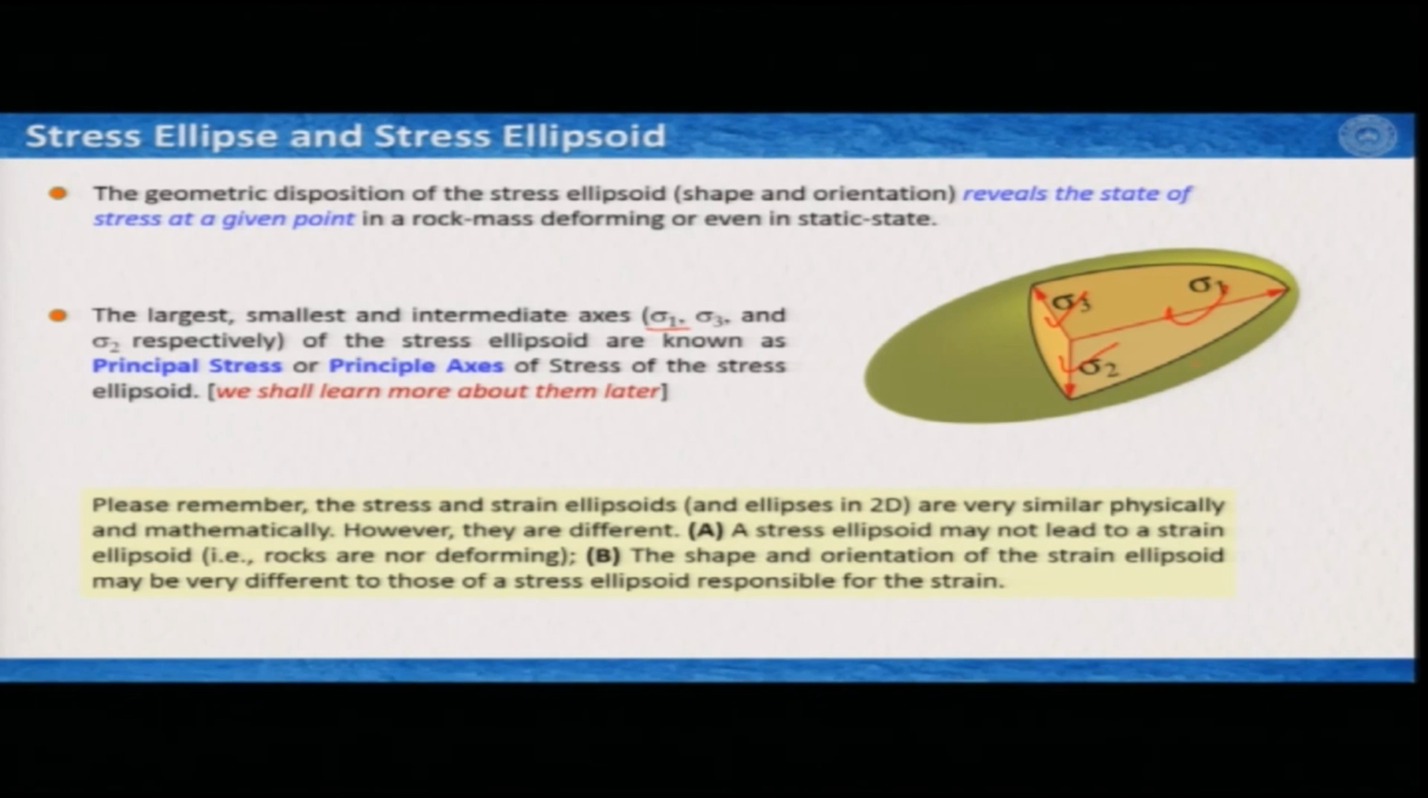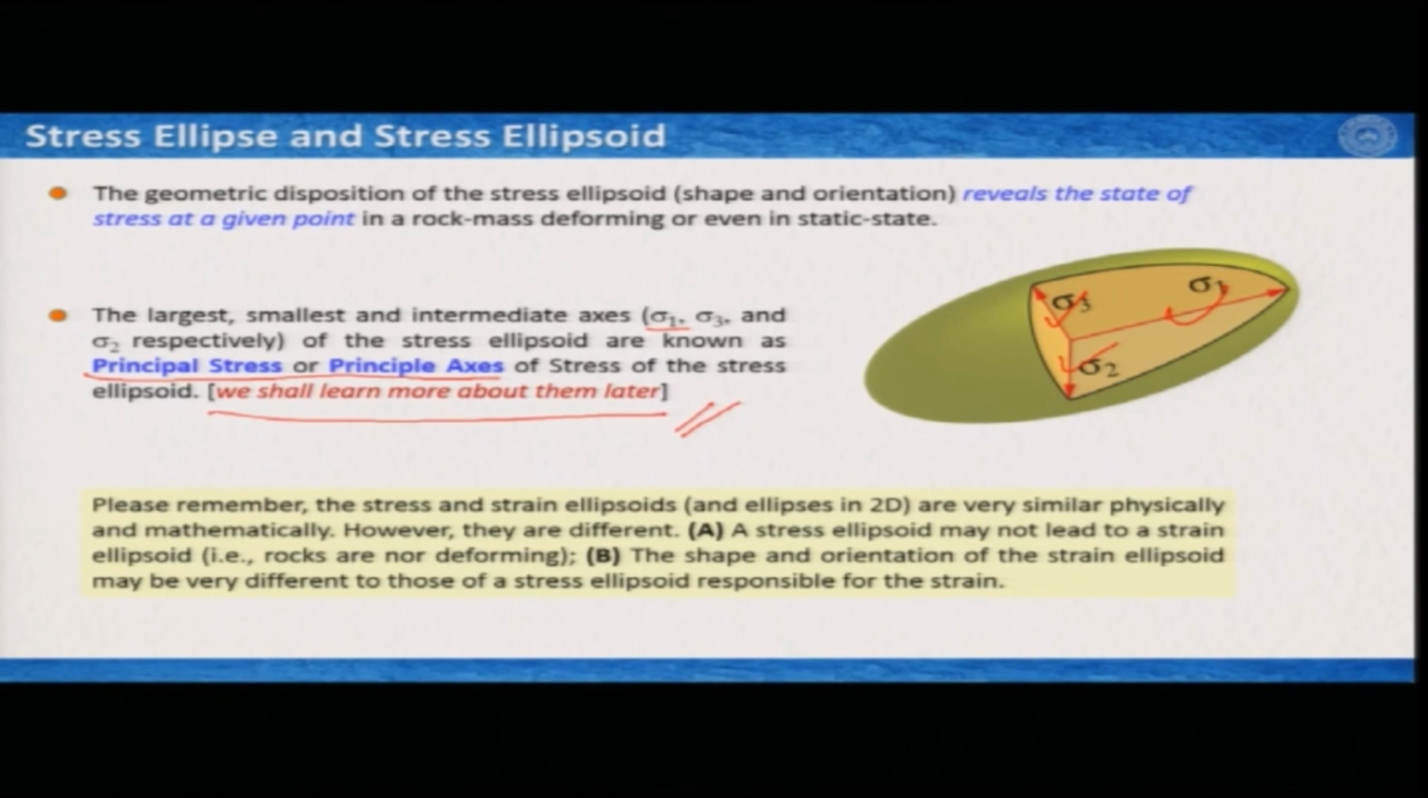This is something very interesting. We will again learn about it later in the next lecture. But let us have some very basic ideas: the stress and strain ellipsoids look very similar. I just changed the colors, but they look very similar. Their physical appearances are very similar, and their mathematical descriptions are also very similar. However, always remember that these are different.